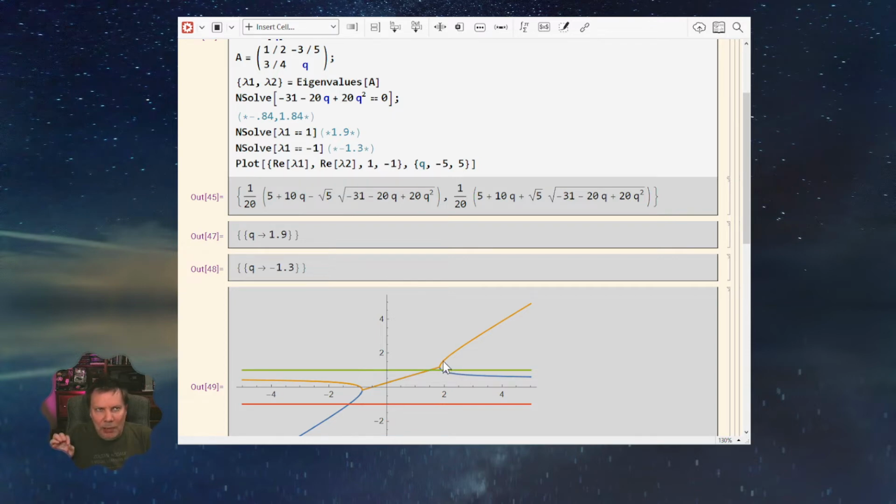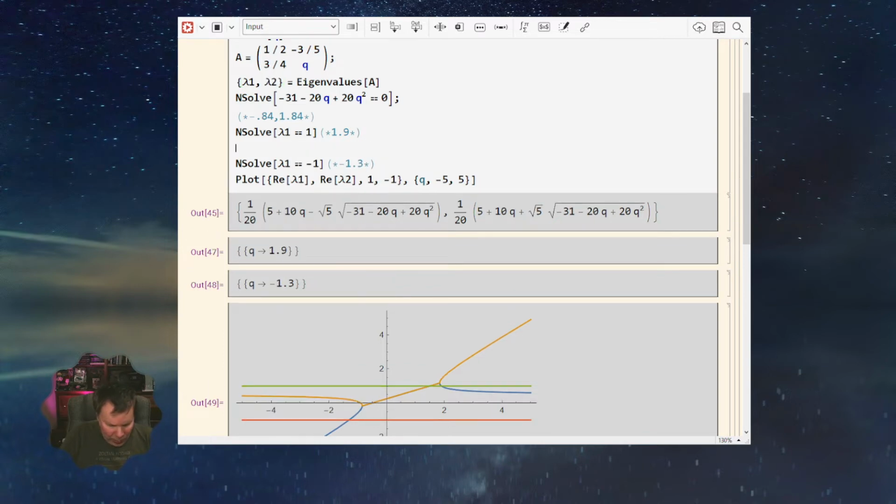So that automatically means that the norm of the number, or the absolute value of the number, is bigger than 1. So even though I have an eigenvalue that equals 1, its partner is bigger than 1. And I can actually show you that. So I'm going to take this 1.9 and I will put it into eigenvalue 2. So this is a nice way to do this.